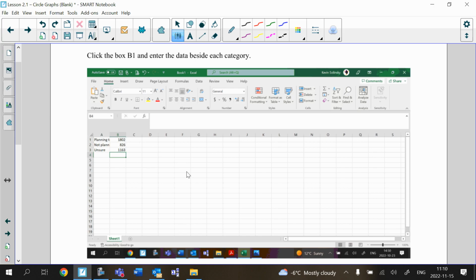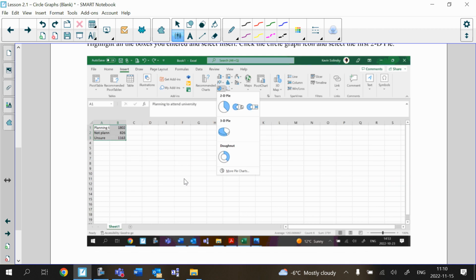Once they are all highlighted, go up to insert. And then in the insert bar, in the middle, you will see a pie graph, or you will see a pie chart, which is another name for a circle graph. If you click on the pie, okay, the circle, you will get choices here. Pick this one, the first 2D pie.